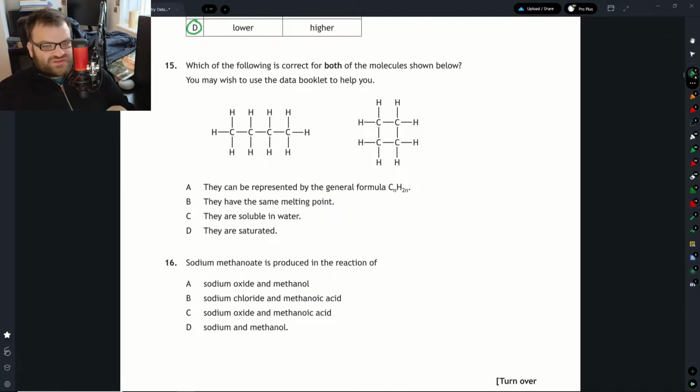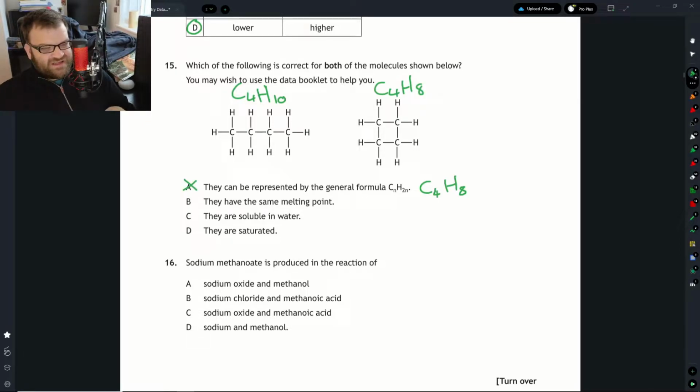Next, which of the following is correct for both of the molecules below? They can be represented by CnH2n. N means number. We've got 4 carbons. H, 2n means it's twice as many. So 2 times 4 would give you 8. This one is C4H10. This one is C4H8. That is not correct for both of them.